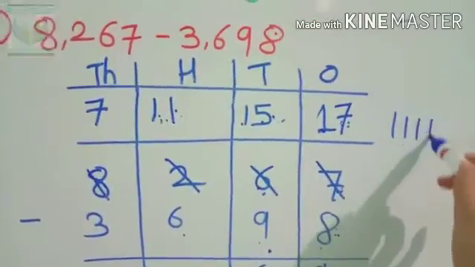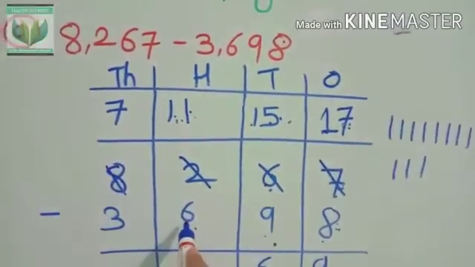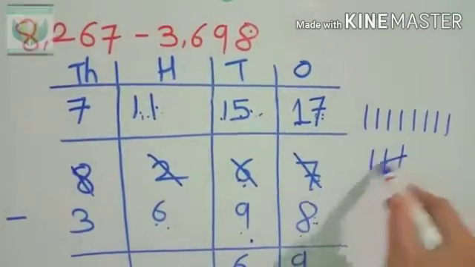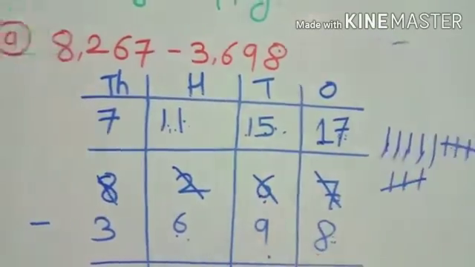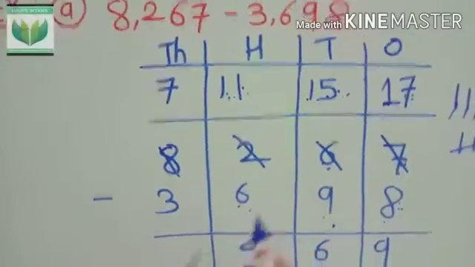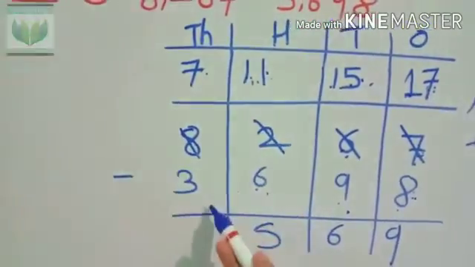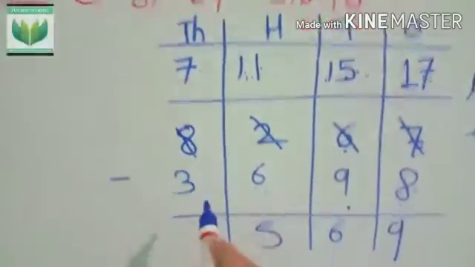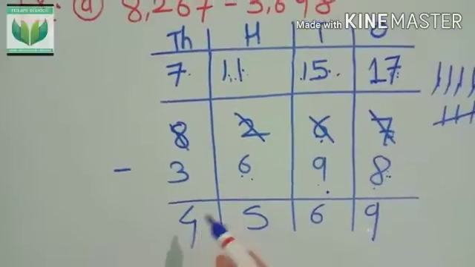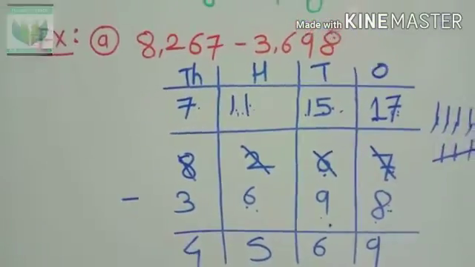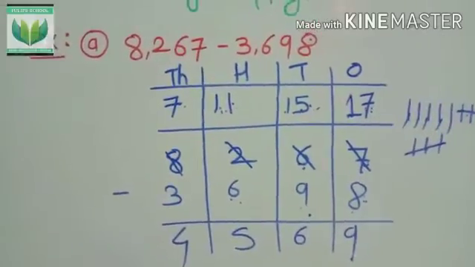1, 2, 3, 4, 5, 6, 7, 8, 9, 10, 11. How many do we have to cut? 6. 1, 2, 3, 4, 5, 6. Remaining 1, 2, 3, 4, 5. Now here 7 minus 3, because big number minus small number is easily going. Now remaining is 4. Now what is the answer? 4569. This is called regrouping or carry of subtraction.